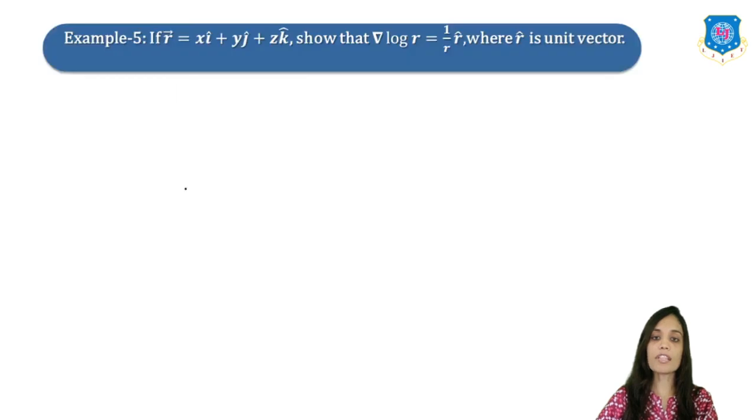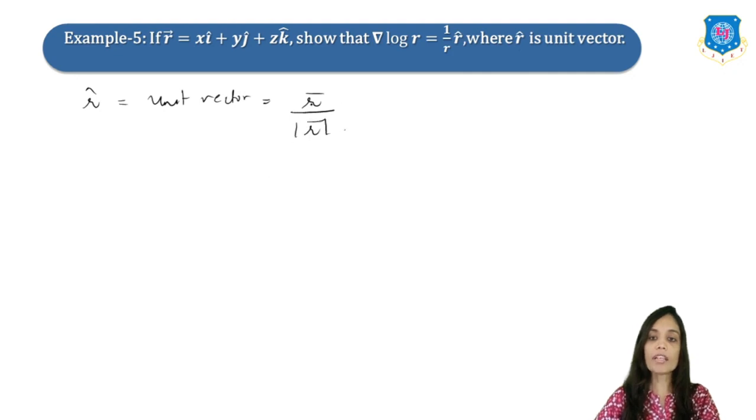Now let us go to the next example. Here you are given our vector r bar as x i cap plus y j cap plus z k cap. We have to show that gradient of log r is equal to 1 upon r into r cap, where r cap is a unit vector. So r cap is what? Unit vector. So I can write this as r bar upon mod r bar, right? That is vector upon its length.